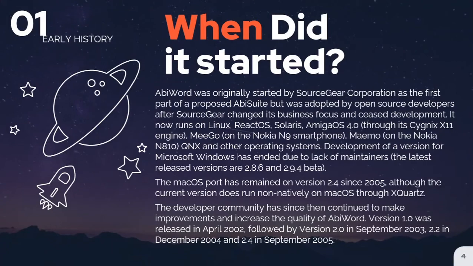Like most open source projects, AbiWord started as a cathedral, but has become more like a bazaar. AbiWord is part of a larger project known as AbiSource, which was started by the SourceGear Corporation. The goal of the project was the development of a cross-platform, open source office suite, beginning with AbiWord, the project's word processor. The developer community has since then continued to make improvements and increase the quality of AbiWord. Version 1.0 was released in April 2002, followed by version 2.0 in September 2003, 2.2 in December 2004, and 2.4 in September 2005.